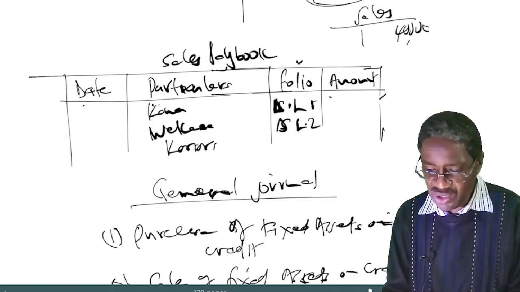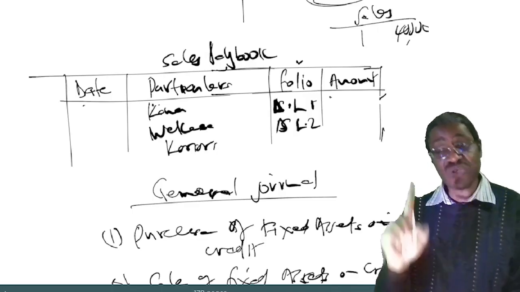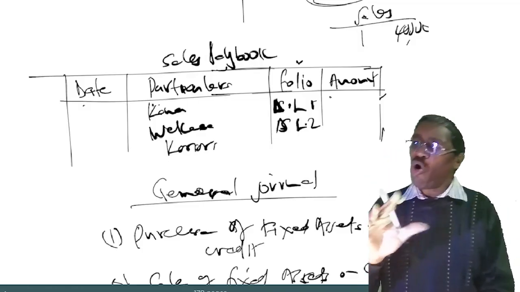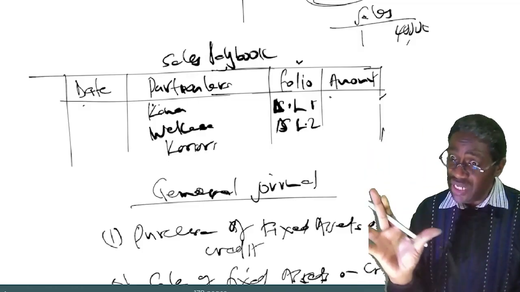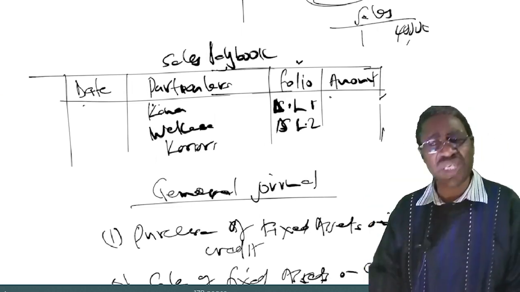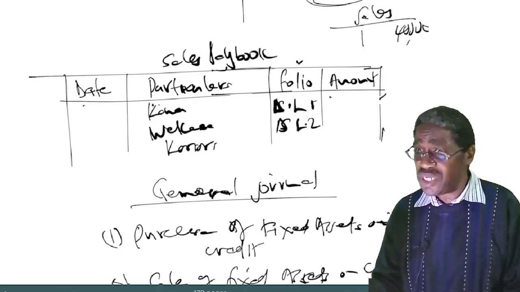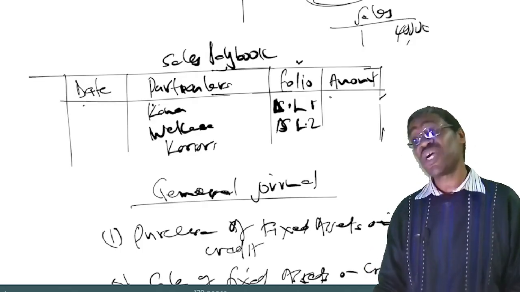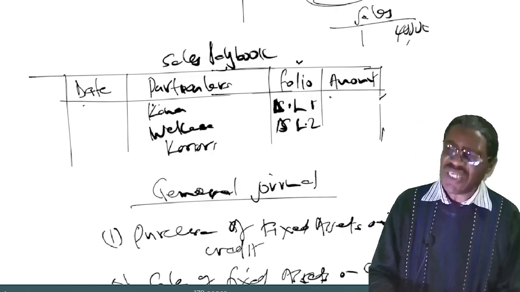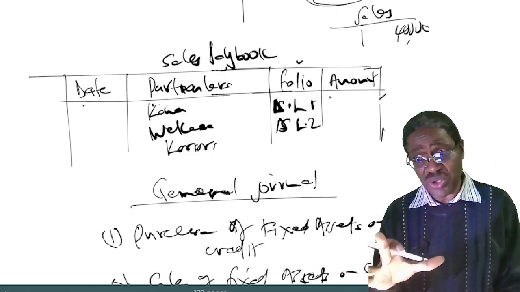Okay? So a debtors ledger is one type of ledger. It contains all the accounts of debtors. Page 1, page 2, page 3. If you have 200 debtors, you will have 200 pages in your debtors ledger for those guys. Okay? Now, assuming we are purchasing, not selling.